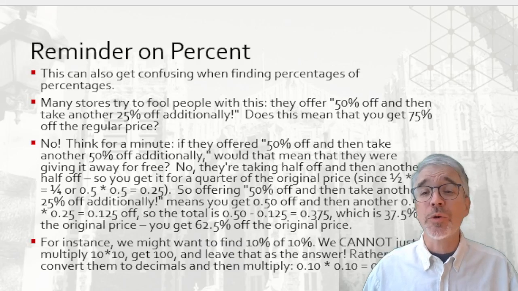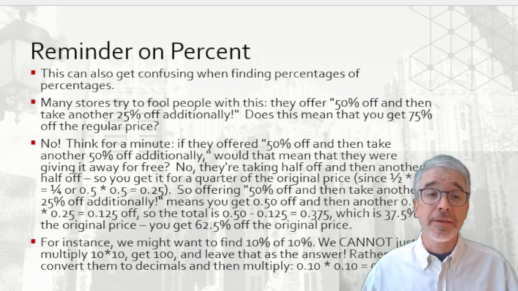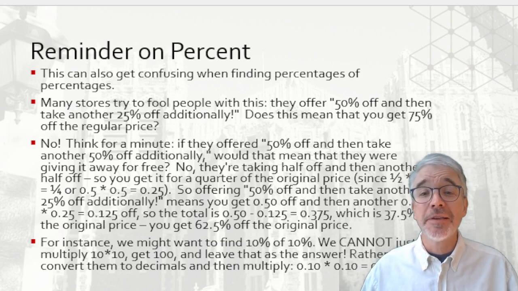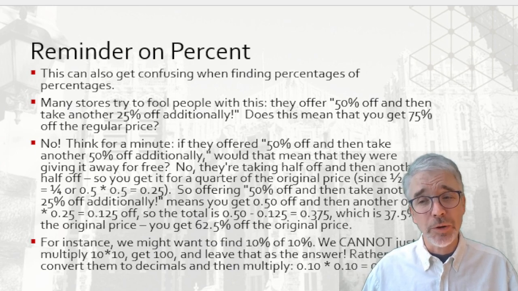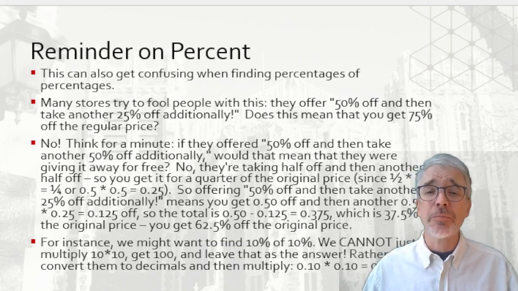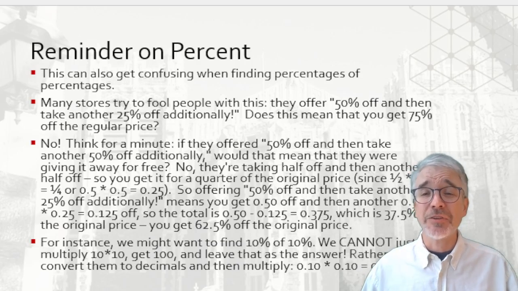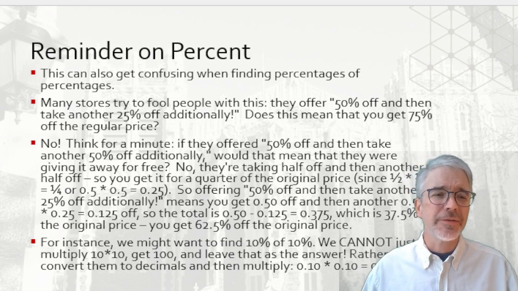Similar question, what is 10% of 10%? You don't multiply 10 times 10, and if I get 100, that's not 100%. No. You got to convert to decimals. So 0.1 times 0.1 equals 0.01. That's 1%. So 10% of 10% is a tenth of a tenth. That's 1/100th. That's 1%. You just got to be careful.